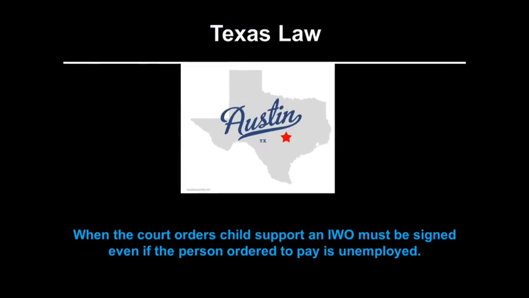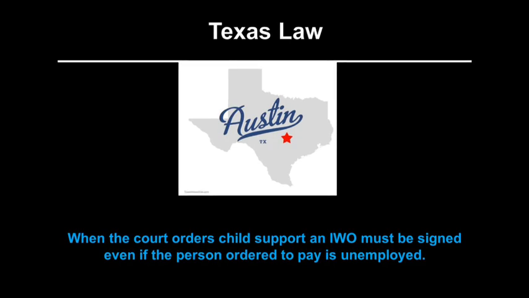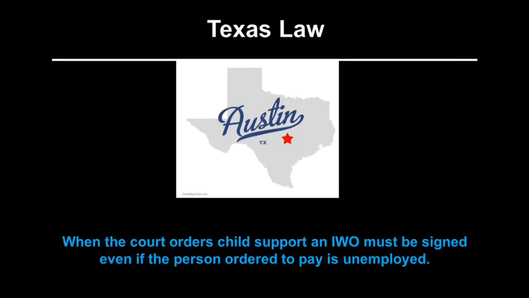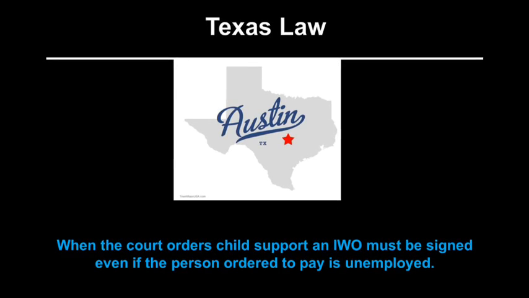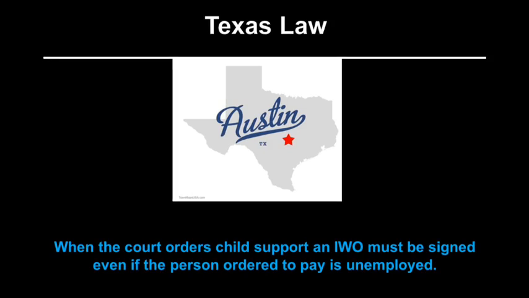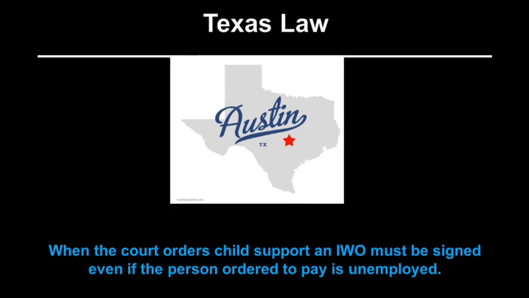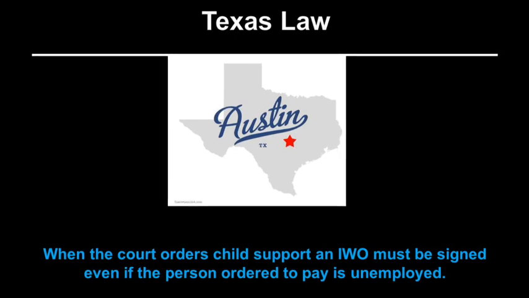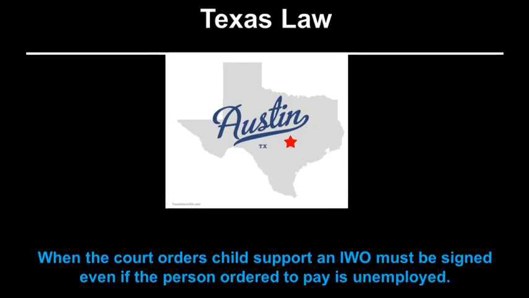Texas law says that when a court orders child support, it must sign an IWO. This helps the person ordered to pay support make those payments on time. The court must sign an IWO even if the person ordered to pay support is unemployed or self-employed. The IWO will stay on file in the district clerk's office. If the person ordered to pay support begins working for an employer, ask the clerk's office to send the IWO to the employer.